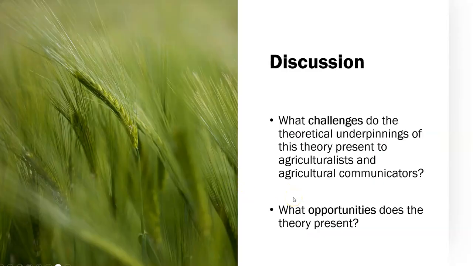So within agriculture, there are certainly challenges and opportunities that this theory presents when we think about identifying these different variables that might influence someone's intentions to adopt. And so I'm not asking for this to be written in a Blackboard post, but I do want you to consider what challenges and opportunities leveraging this theory could have in terms of our agricultural communications efforts.